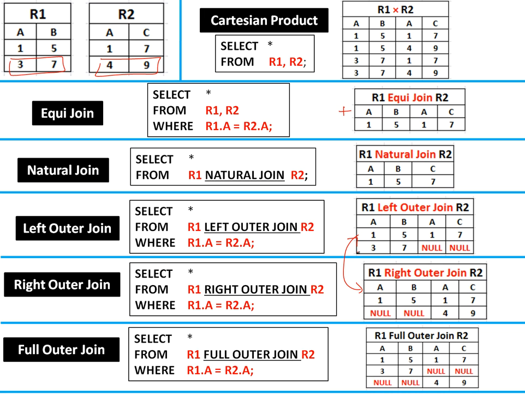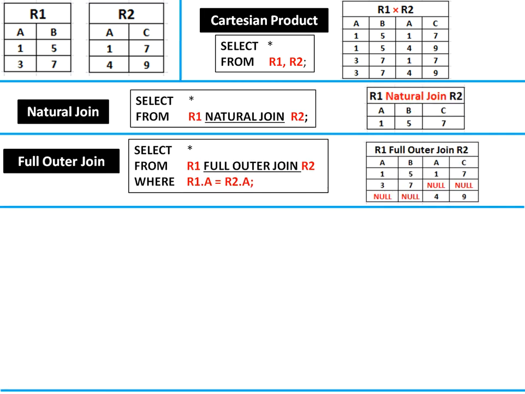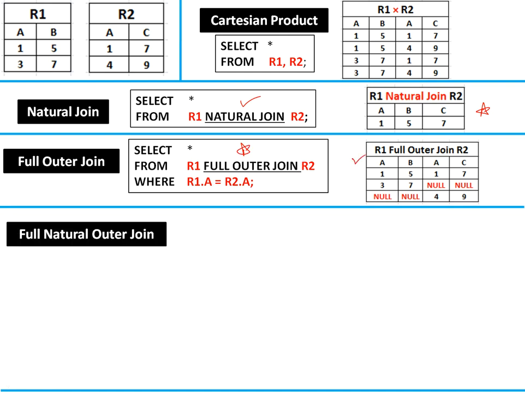Yes, these two are subsets of this. When you perform union of these two, you will get full outer join. That also you can understand. Next, you know natural join and you know full outer join. At times they will ask full natural outer join. Full natural outer join is nothing but natural join extension.